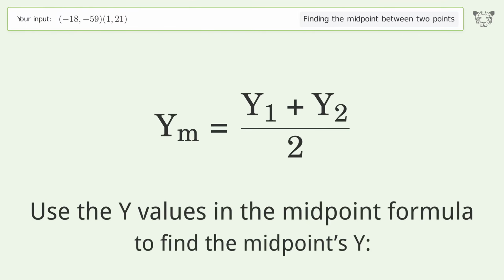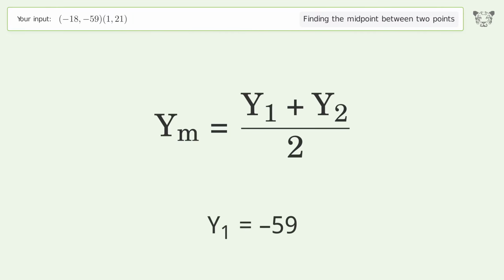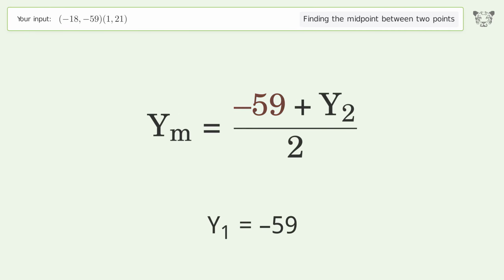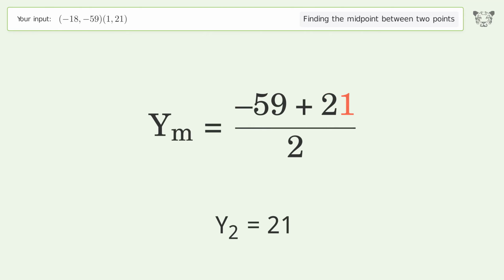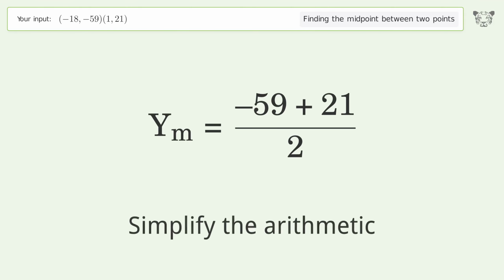Use the y values in the midpoint formula to find the midpoint's y. y1 equals -59. y2 equals 21. Simplify the arithmetic.